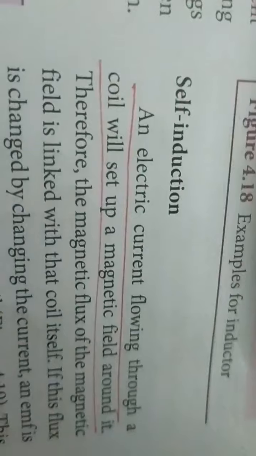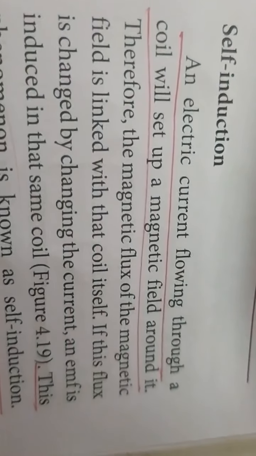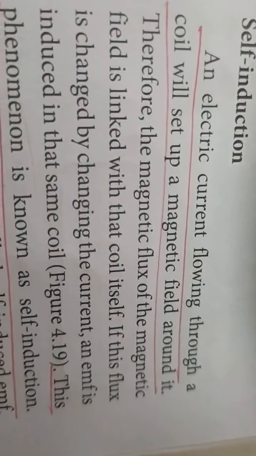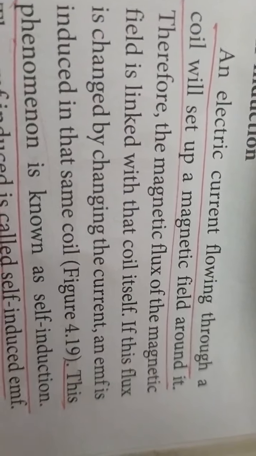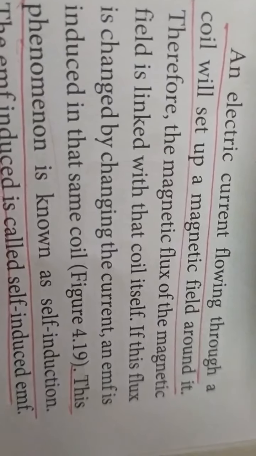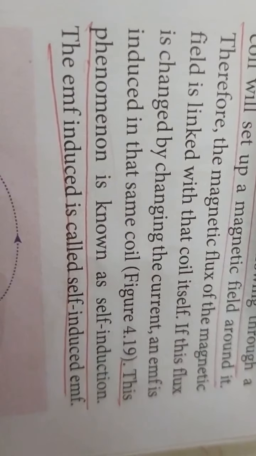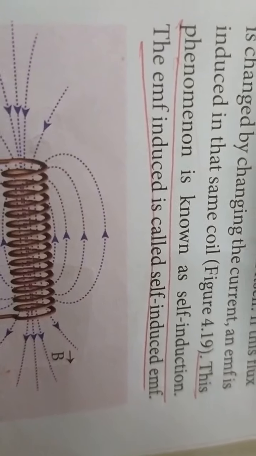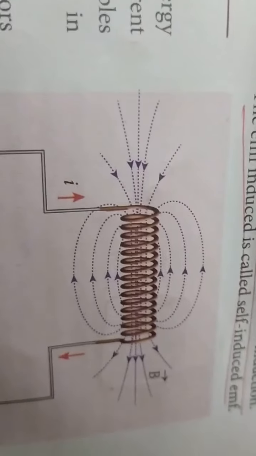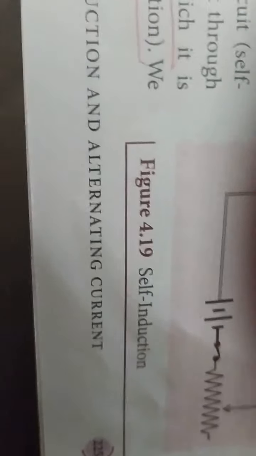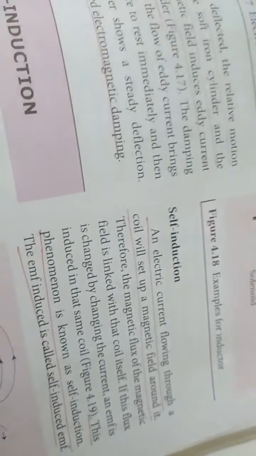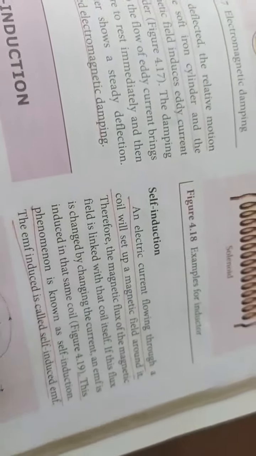So here an electric current flowing through a coil will set up a magnetic field around it, and so the magnetic flux is linked with the coil itself. The flux in the coil changes, and because of this change an EMF is induced. This phenomenon is known as self-induction, and the EMF induced is called self-induced EMF. I hope you understand this diagram. Next we shall see the equations for self-induction.